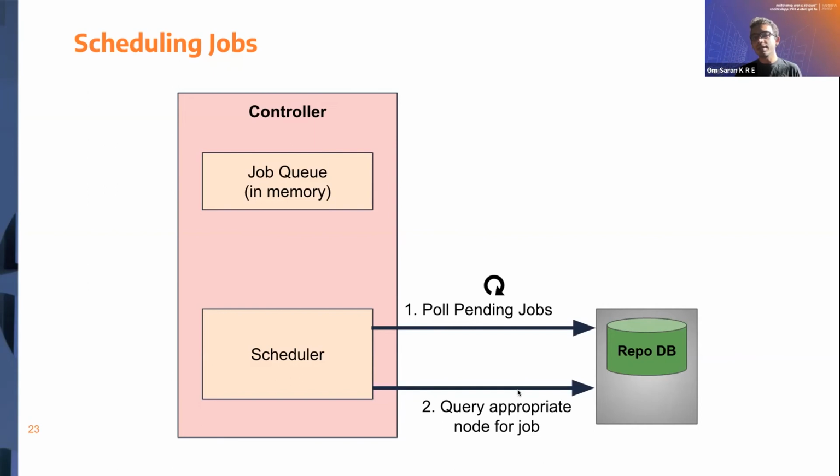If a satisfying node is not found, it creates another reservation, which we saw previously in the slides. And once it finds the appropriate nodes for the job, it creates an entry in the job queue. Basically, it has a mapping of a job and all the nodes it needs to be run on. So this is how jobs are scheduled. And this job queue is currently implemented in memory. This memory is shared between the scheduler and the dispatcher, as we'll see in the next slides.